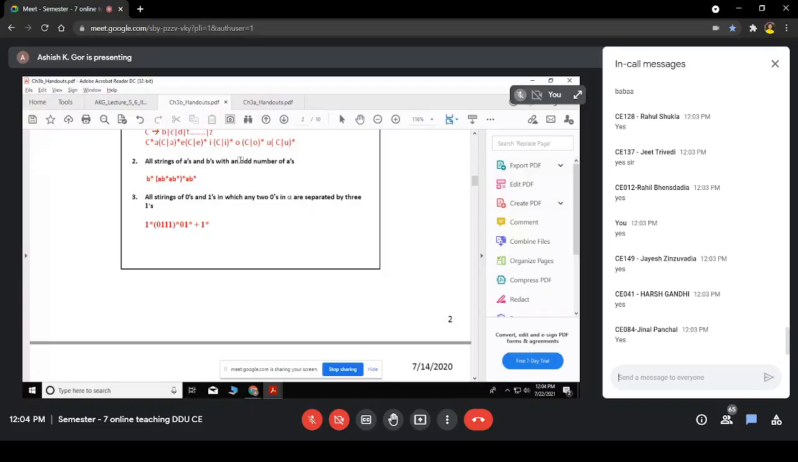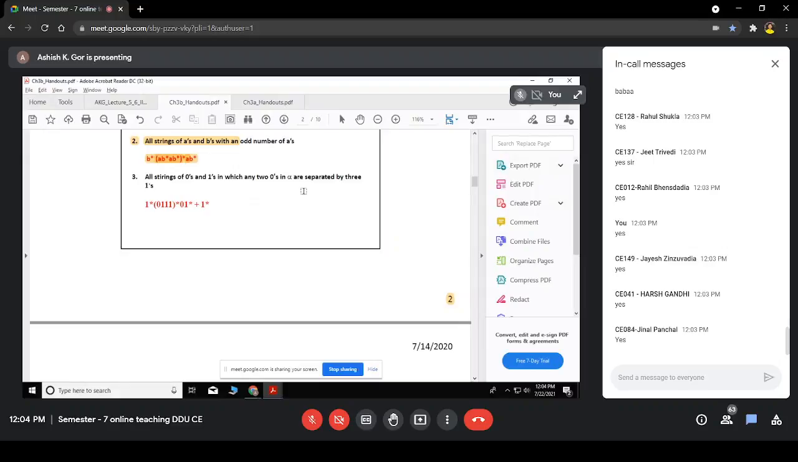Number of A's and B's with odd number of A's. Odd number of A's, how will you generate? So using this inner bracket, I generate even number of A's: A, B star, A, B star, whole star. And before that, it can be any number of B's. Then you can write A. So this bracket will generate even number of A's, then one more A. So it will be odd number of A's and B's could be anywhere. So with odd number of A's.